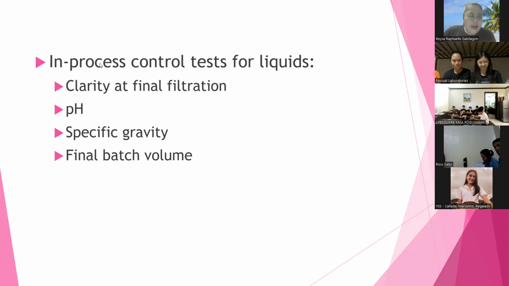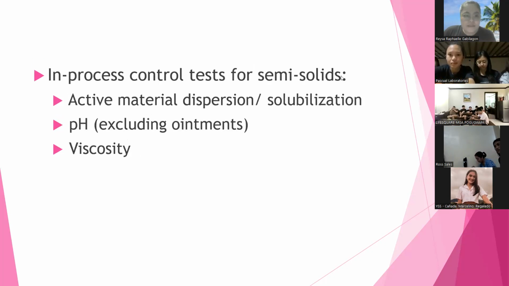CGMP kasi ito. Now, in-process control tests for our liquids, I hope you have done this also. We have liquid products that undergo clarity and final filtration. And they also test pH, specific gravity, and even the volume, the final batch volume. So, these are, again, the mandated tests to be done for our in-process liquid products. Now, for semi-solids, they will be tested for the active material dispersion or solubilization.